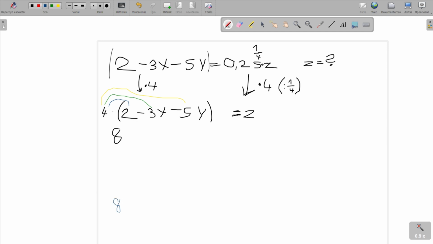Basically what we do is we multiply everything by the number in front of the parentheses. So we will have 8, then minus 12x, because 4 times 2 is 8, 4 times minus 3x is minus 12x, and 4 times minus 5y is minus 20y. There we go. And this is actually our solution. That's going to be equal to z. Right, so we have solved this one as well.